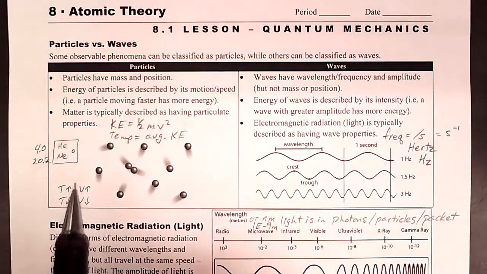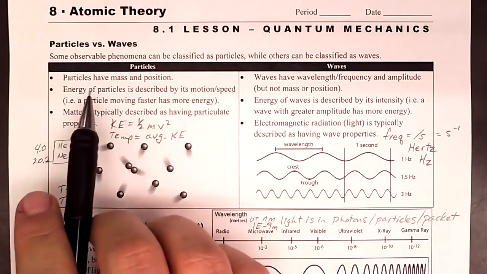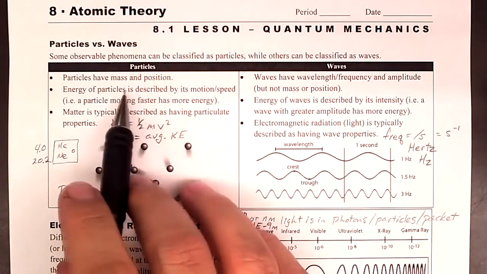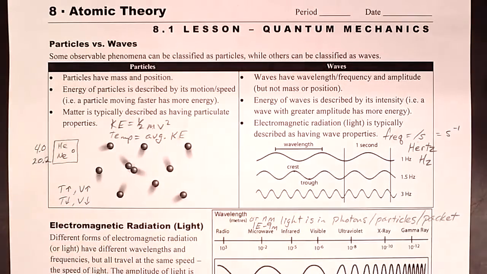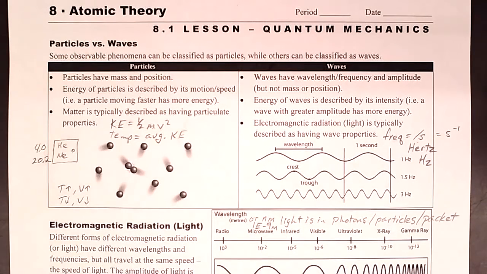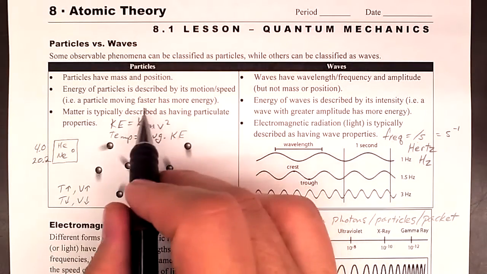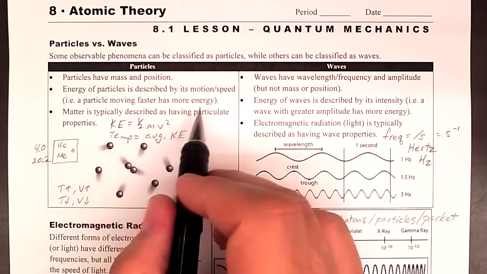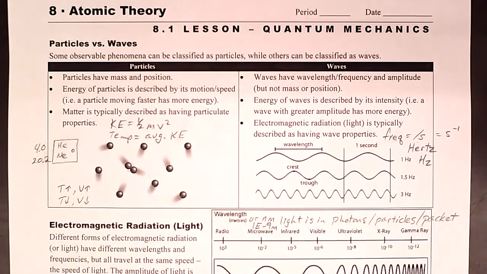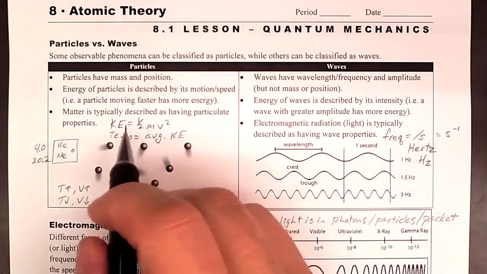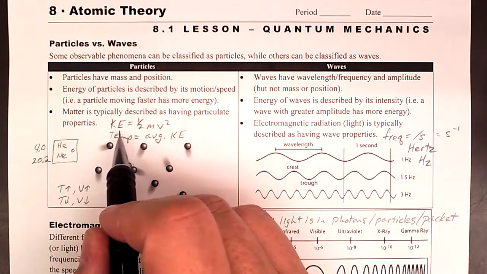8.1 lesson. So particles have mass and position. Obviously, they have a mass in a certain position in the universe, and their energy, not the bonding energy, just the energy of the atom or the molecule moving around, is basically described by its motion and speed. In other words, if it's going faster, it has more energy, and that's what we call kinetic energy. Kinetic is moving.